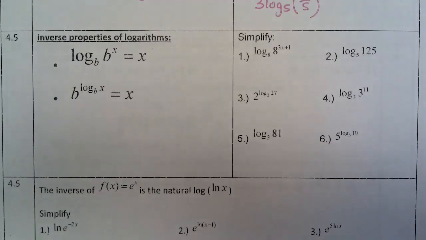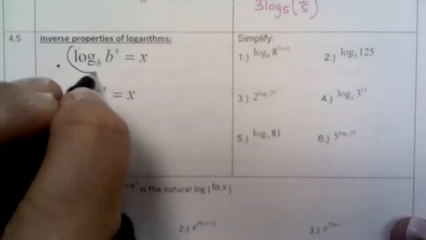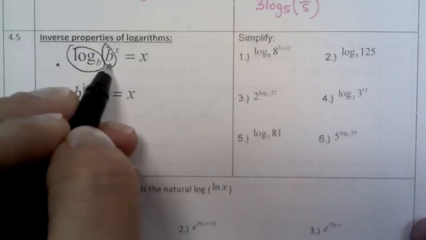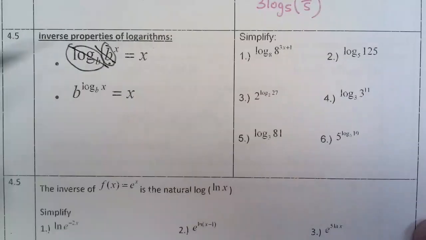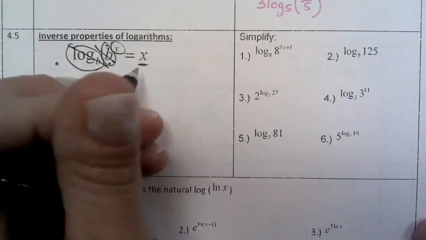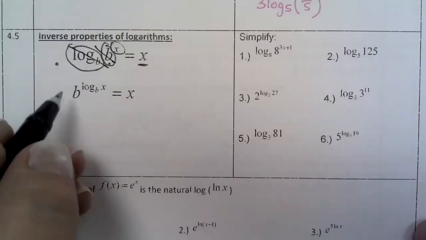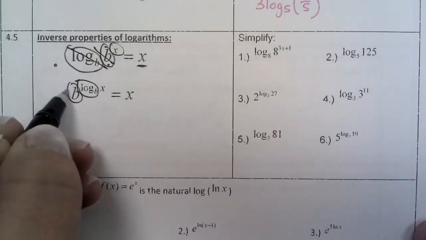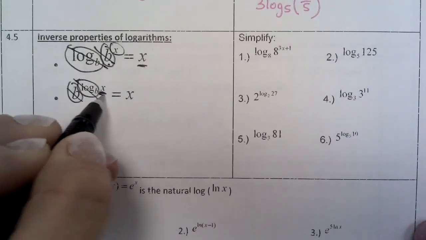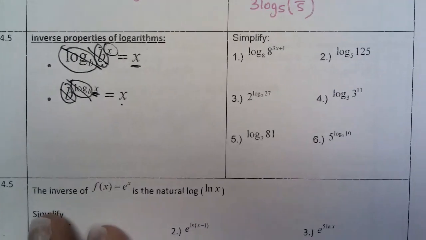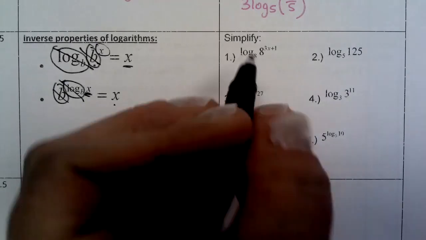Remember that when you do an inverse, it undoes the operation. So here, if you have log base b and you have b to the, those actually cancel out. So it equals only whatever that exponent was, which in this case is x. The same thing here: you have b to the log base b. Those cancel and leave just this piece, which is x. Okay, so we're going to take a look at how we can use these to solve some problems.